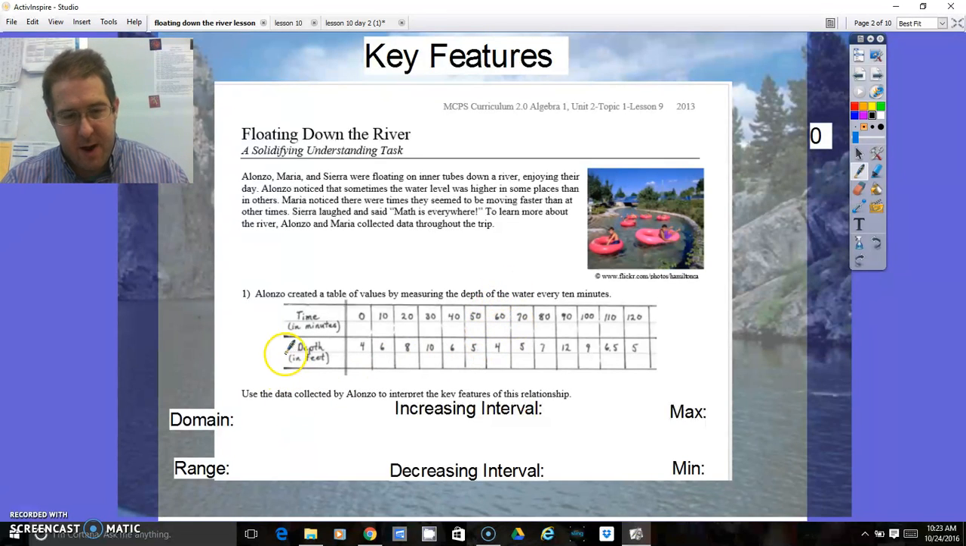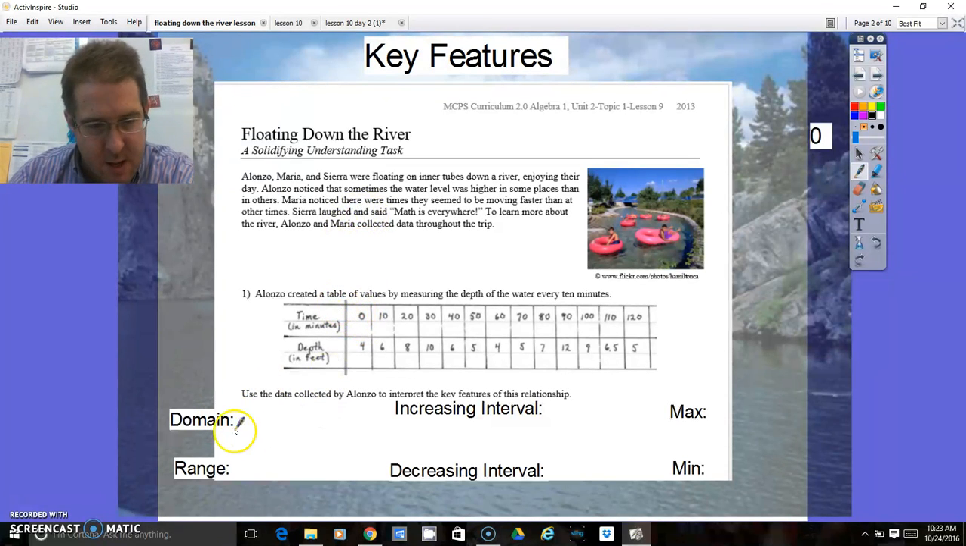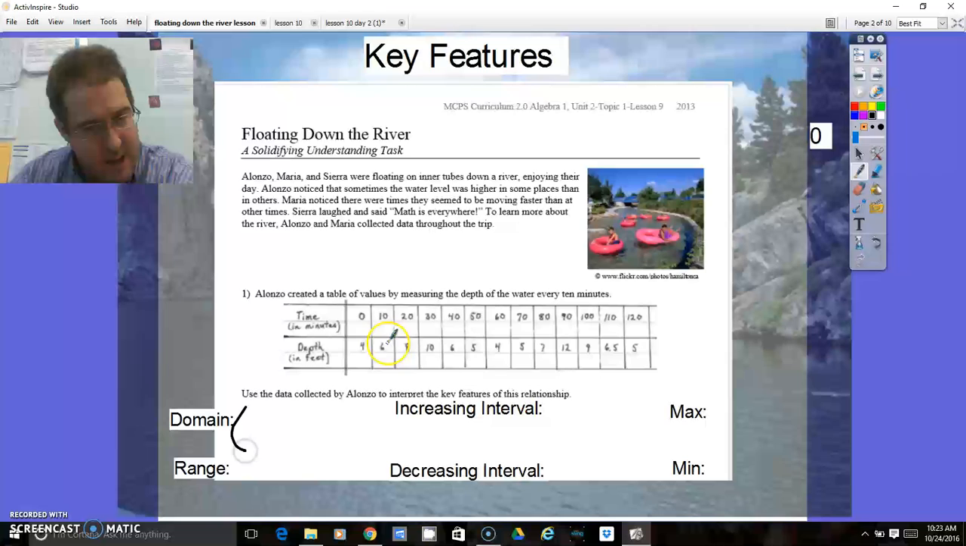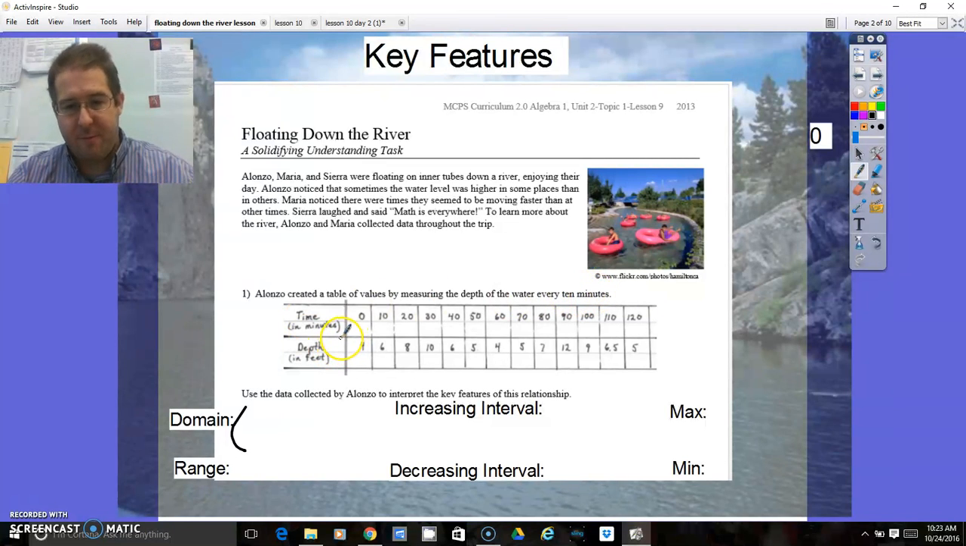And so this is all about finding domains and ranges. This is what we call the key features of a graph. The key features are everything that tells you about what a function is. So the domain in this case, this is discrete because it looks like it's a table. Alonso created a table of values by measuring the depth of the water every 10 minutes. So he's only collecting the depth every 10 minutes. We don't know what it's going to be in between because I guess the pool could be anything in between.